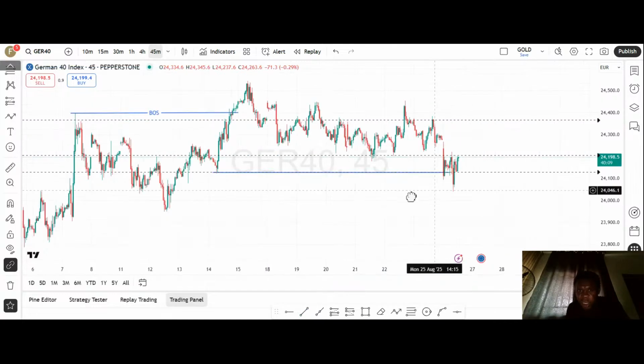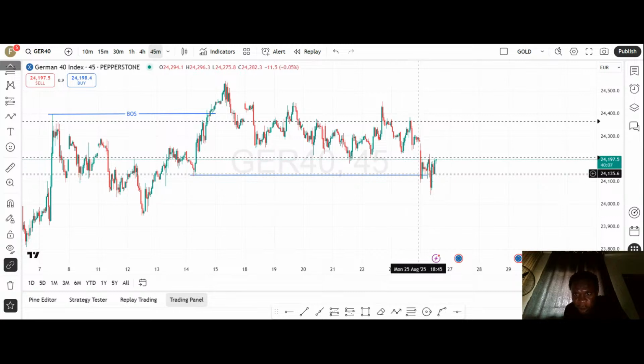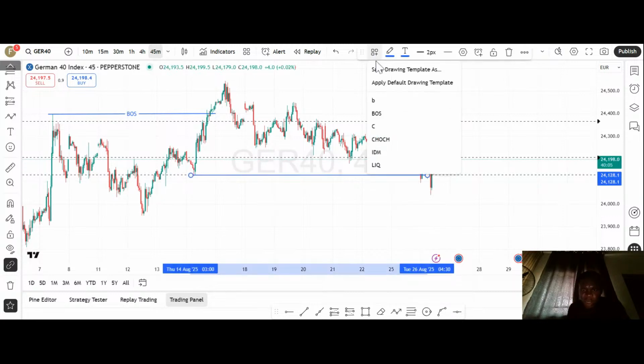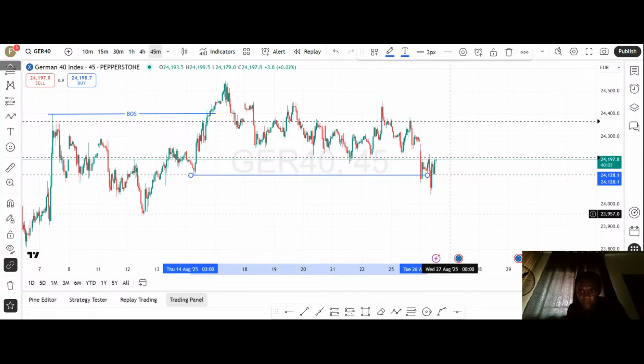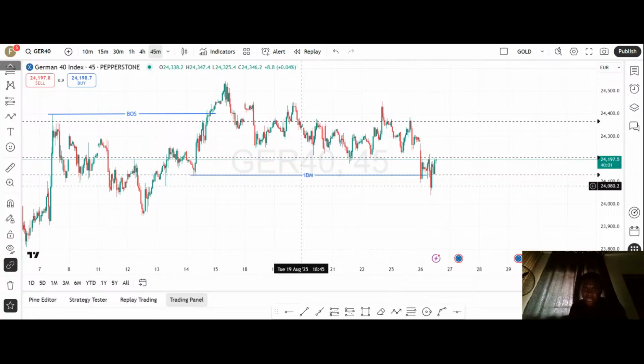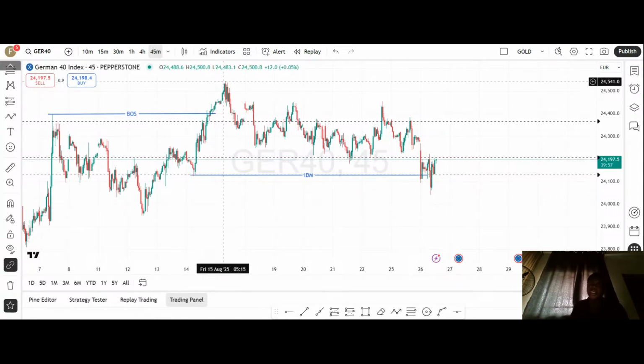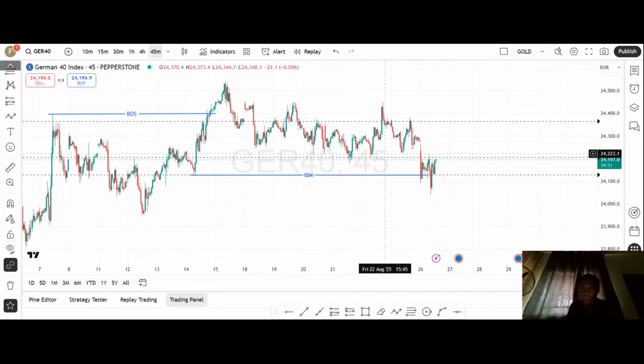What happened? It has been taken out with a body. IDM, it has been taken out with a body. So as soon as it has been taken out with a body, what will happen? The market will now buy to break this structure. Then all this now are internal break of structure that will break the overall. So all this will happen for it to break the overall.